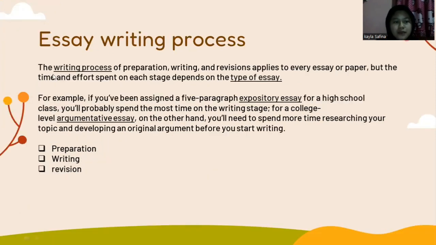Essay writing process. The writing process of preparation, writing, and revision applies to every essay or paper, but the time and effort spent on each stage depends on the type of essay. For example, if you've been assigned a five-paragraph expository essay for a high school class, you'll probably spend the most time on the writing stage. For a college level argumentative essay, on the other hand, you'll need to spend more time researching your topic and developing an original argument before you start writing. First, preparation. Second, writing. Third, revision.